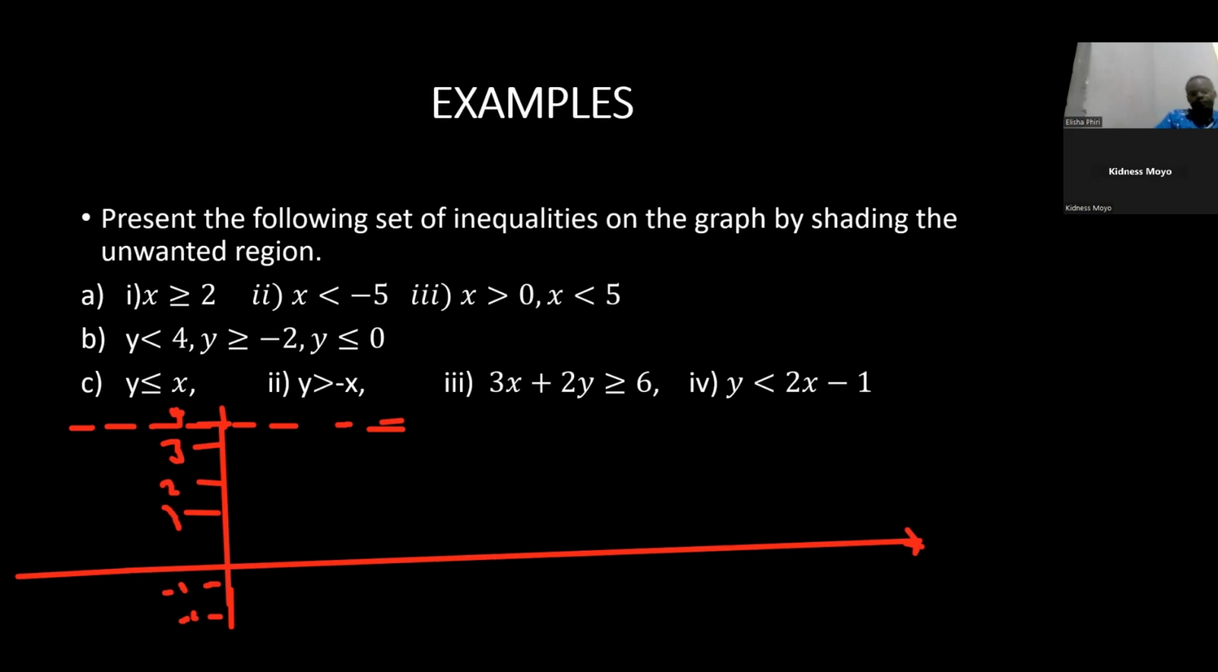Then we move on to number 2 of B. We are not shading on this one. Oh, we have to shade. Which part to be shaded?